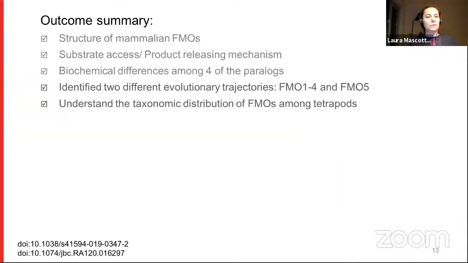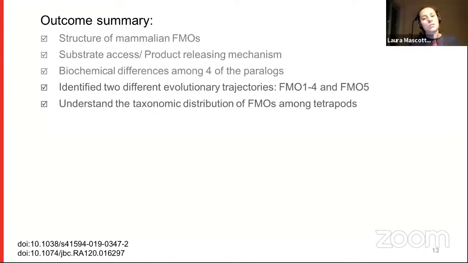So we can say from this specific example that I'm showing you today that by incorporating ASR into our project and designing our project on an evolutionary basis, we were able to get the structure for the first time of mammalian FMOs.